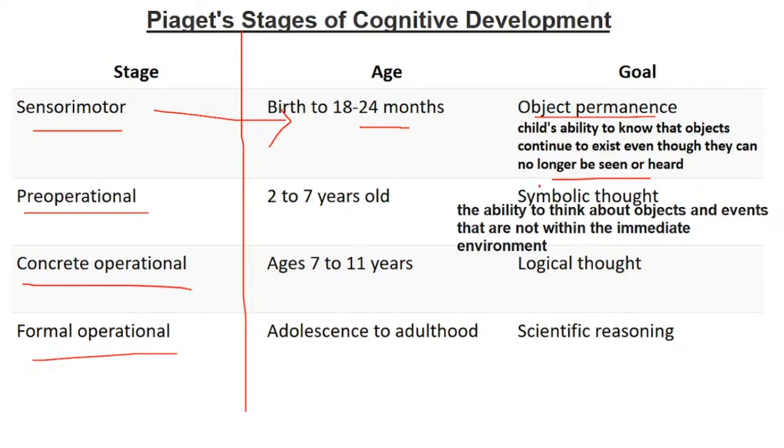Okay, though they have not seen it for a longer time and heard about it, still there is object permanence. That is, the sensorimotor stage talks about what? Object permanence as a goal.